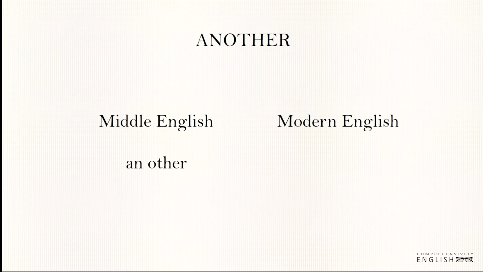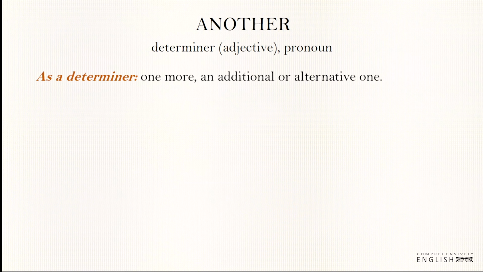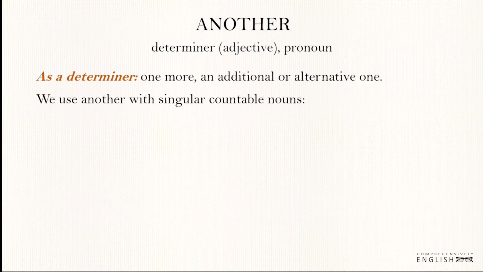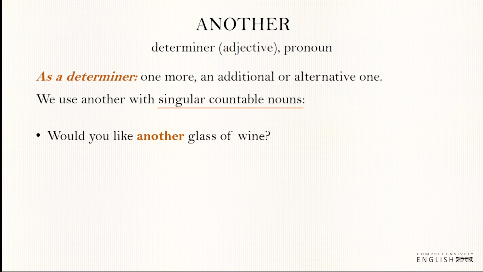What about another? In Middle English it was an other, that in modern English became another. We write the article and other together, so they make one word. As a determiner, another means one more, an additional or alternative one. We use another with singular countable nouns. Would you like another glass of wine? Means would you like one more glass of wine?